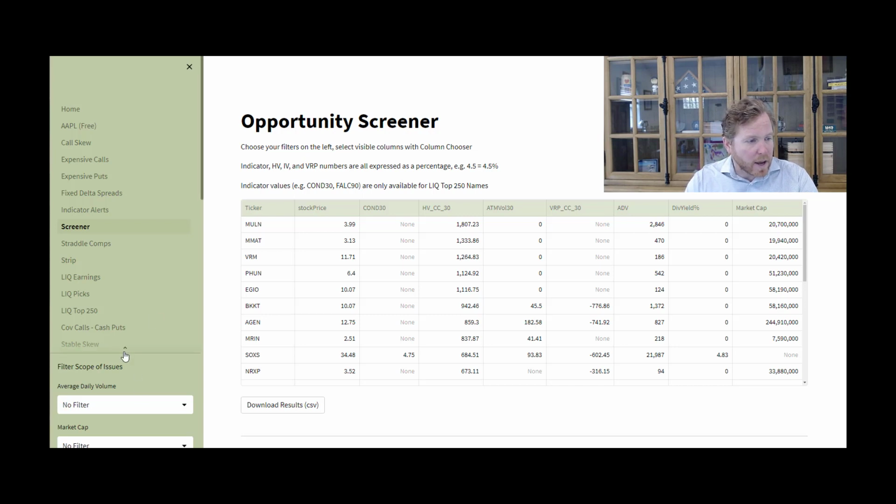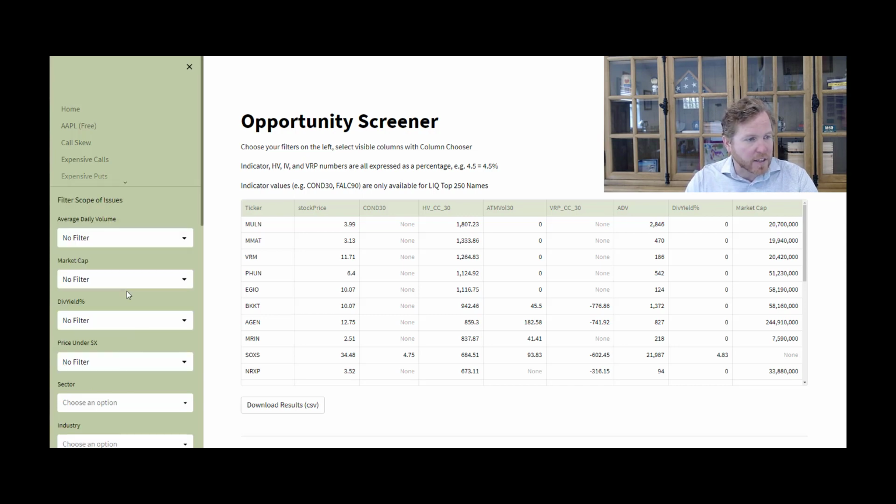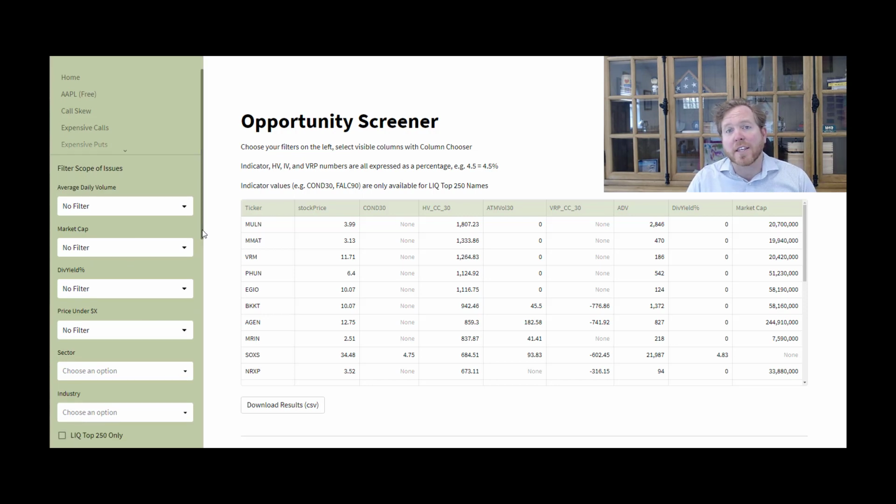So we have our menu here on the left, first off, that has a number of different filters. This is going to look at the entire universe of issues. If you're familiar with some of my other reports like VRP, Stable Skew, a lot of my indicators, I only look at the top 250 most liquid names because they're the ones that are able to produce those indicators, just because of the strike listings and depths, and that kind of granularity is really only available in those names. But for cash put writing, covered call writing, you don't necessarily need that liquidity. You always want to check for it, but that's why I include all the issues in a screener like this, because there are strategies that want to go down that path.